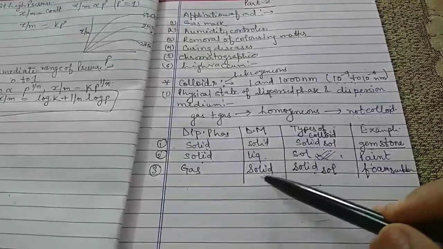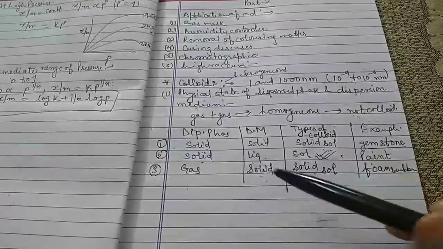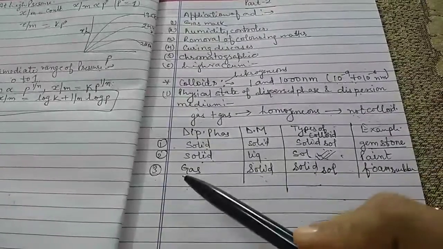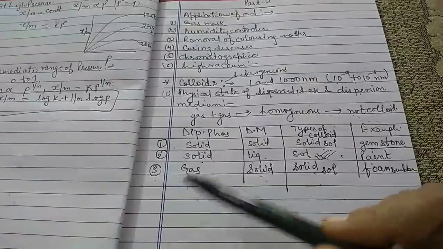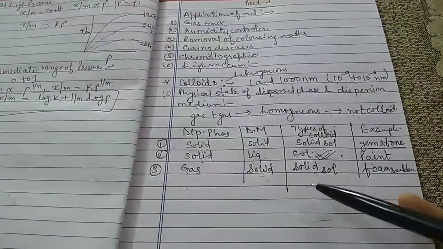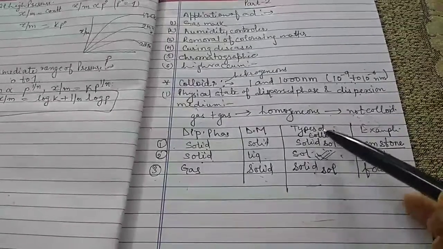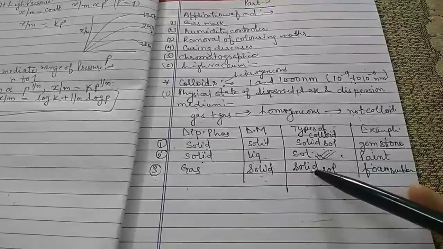And the emulsion. How is the emulsion formed? When the liquid is mixed in liquid, like milk. Milk is an example of the emulsion. So butter is an example of the emulsion. So sols, gels and emulsions. These are the very, very important and very common types of colloids.